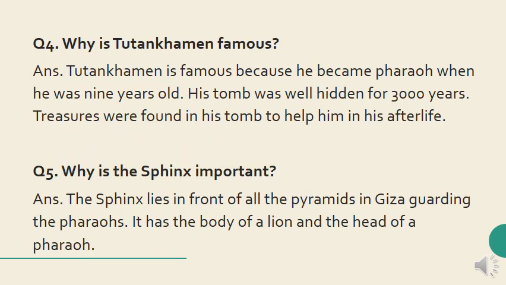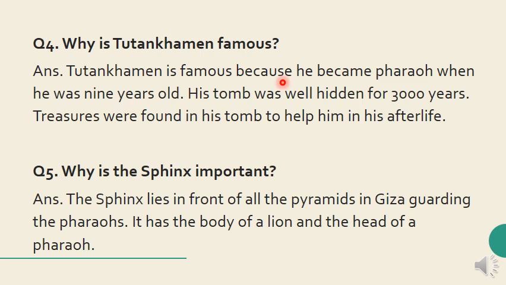Question number 4. Why is Tutankhamen famous? So the answer is, Tutankhamen is famous because he became Pharaoh when he was 9 years old. His tomb was well hidden for 3,000 years. Yes. Treasures were also found in his tomb to help him in his afterlife.